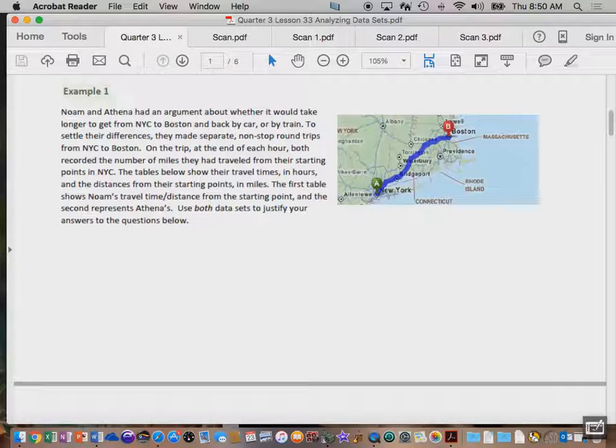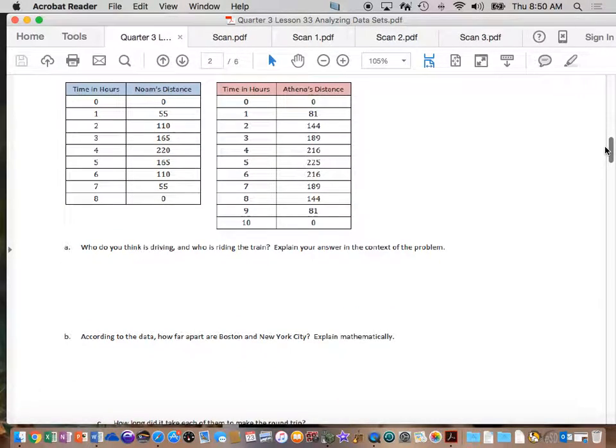Now, on the trip, at the end of each hour, both recorded the number of miles they traveled from their starting points. First table shows Noam. Second table shows, who's the other person? Athena. All right, so now remember, this is the distance from New York City. They're going to Boston and they are going back.